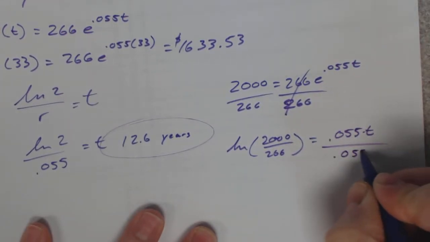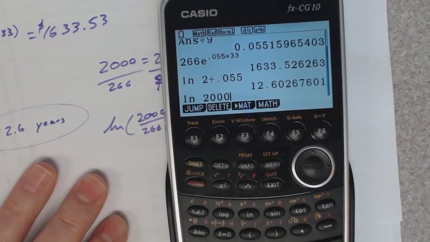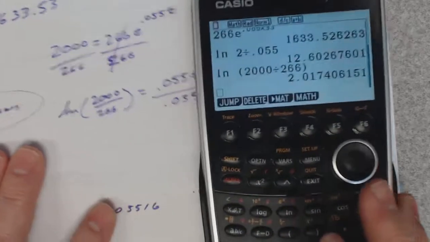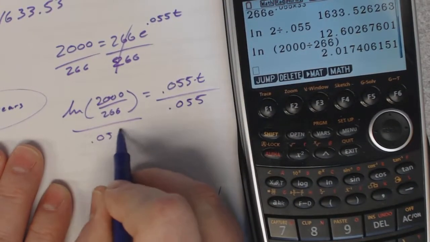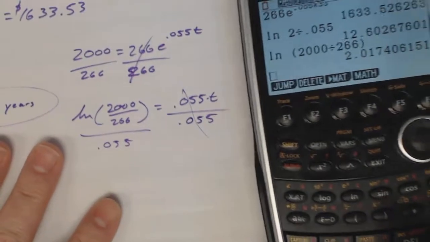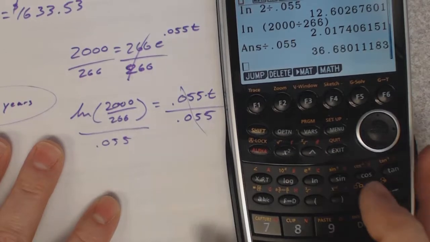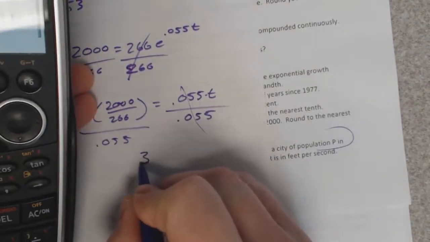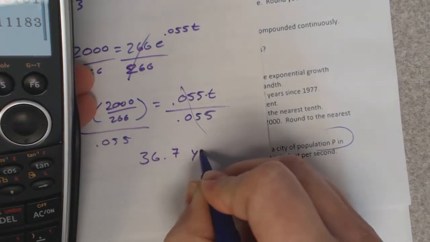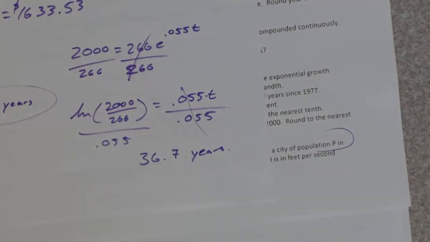We'll divide by 0.055. So let's take the natural log of 2,000 divided by 266, and we'll divide that by 0.055. You get 36.68. I think it says round to the nearest tenth. So 36.7 years for that card to get to $2,000.